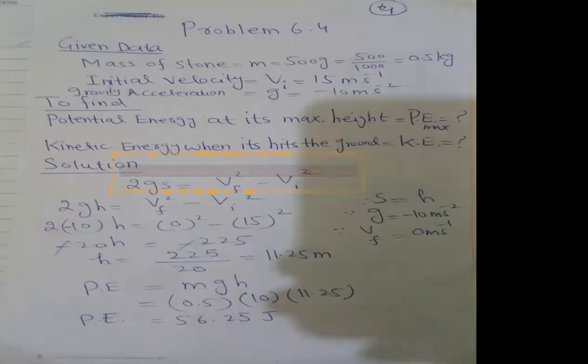In this numerical, we are required to find two things: one, potential energy at maximum height, and two, the kinetic energy when it hits the ground. So I will write the data first.